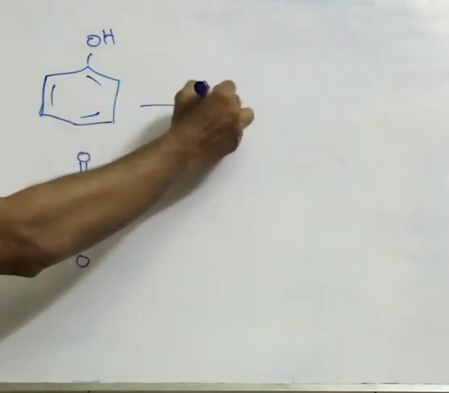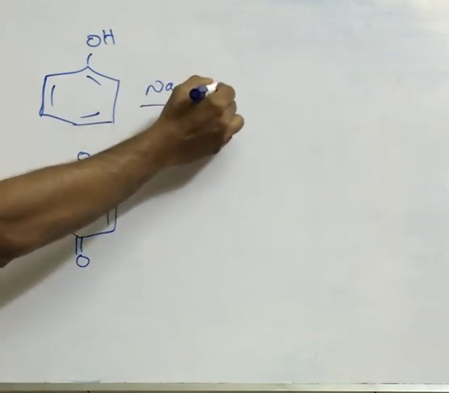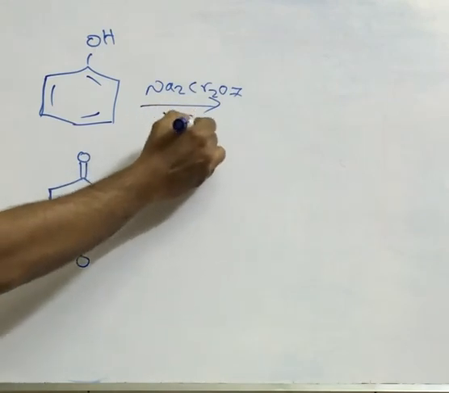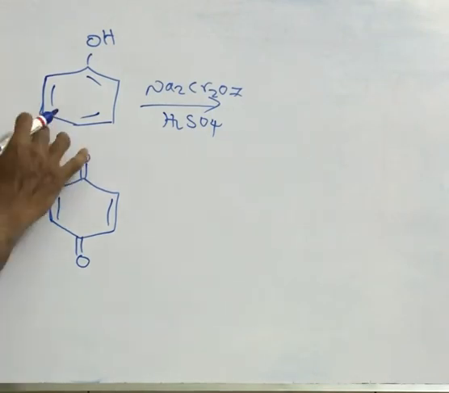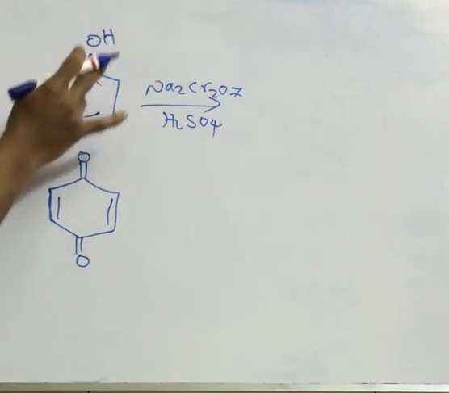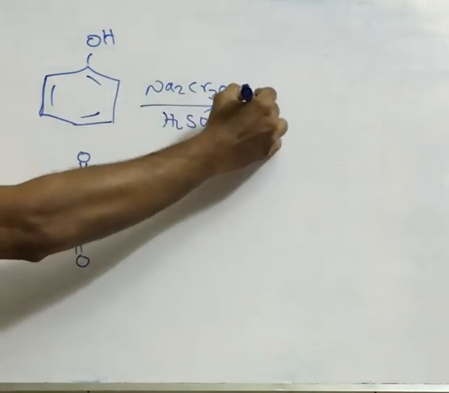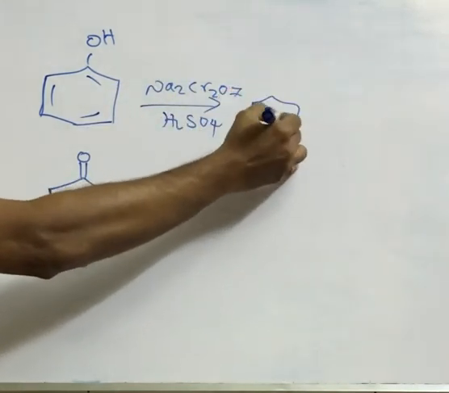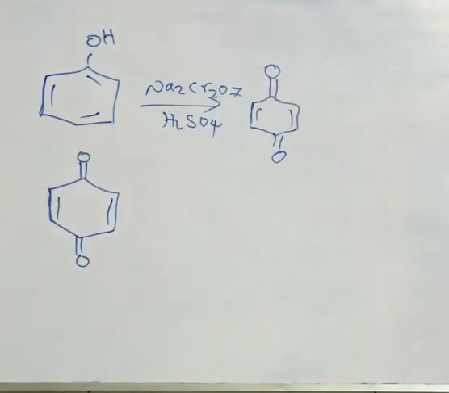Remember, here it can be done with sodium dichromate and H2SO4: Na2Cr2O7 as the oxidizing agent and acidified H2SO4, then you will get the benzoquinone. And this is the way we can convert phenol to benzoquinone. You need to remember H has to be removed and both carbons need to get oxidized. So you need to use sodium dichromate, then you will get the benzoquinone. This is the conversion of phenol to benzoquinone.